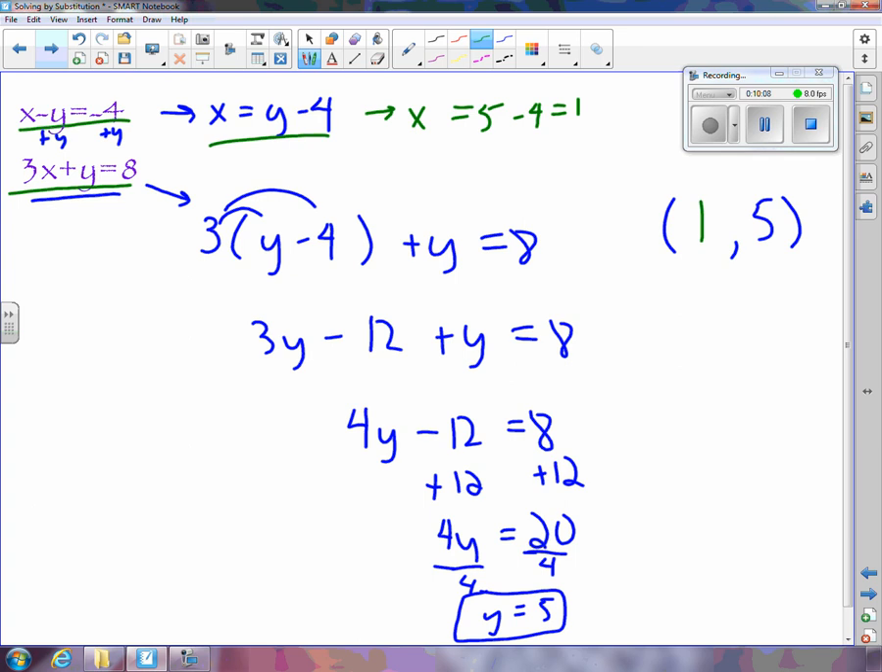So just to remind you that this is the answer because this is where the two lines intersect. If I graphed these two lines on a coordinate plane, I would get that the two lines intersected at the point 1, 5.